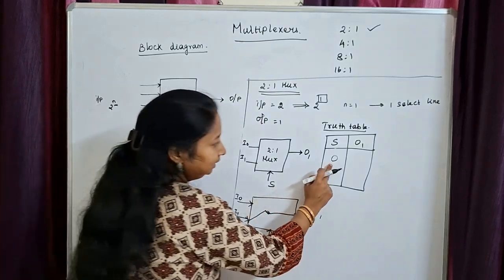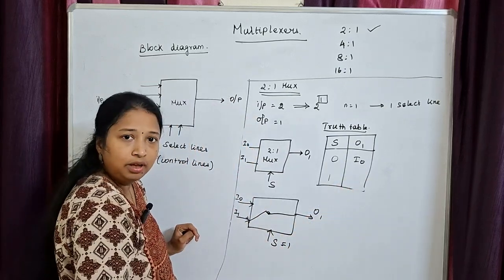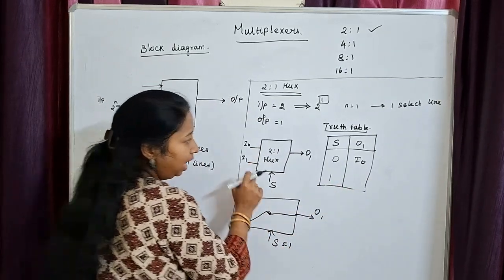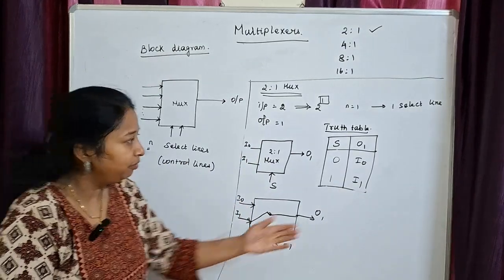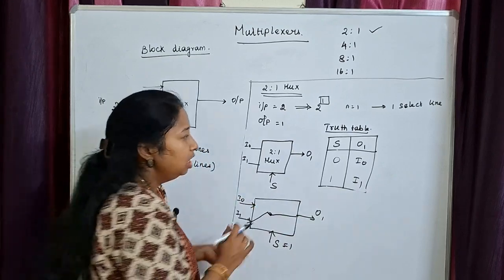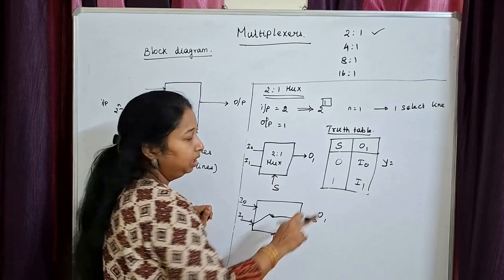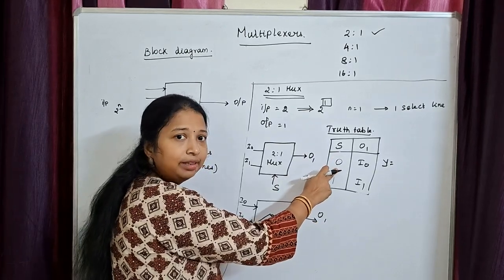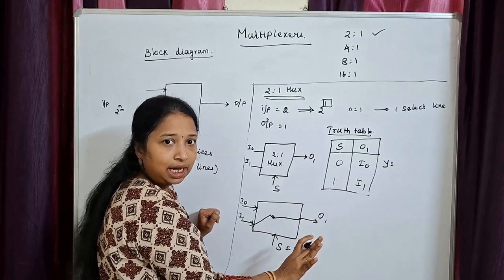Clear? When S is equal to 0, I'll be routing I0 to my output. When S is equal to 1, I'll be routing I1 to my output. Understood? This is how you'll be filling your truth table. After doing your truth table, what is the next step? You have to find your Boolean expression. Give me the expression y is equal to, by default it is SOP. If S is equal to 0, then you have to represent that with a complement. If S is equal to 1, then you have to represent it as such.